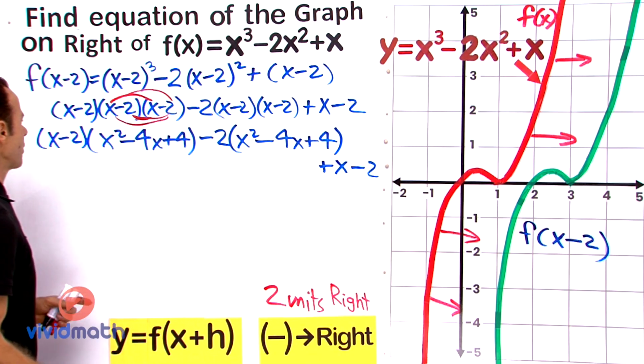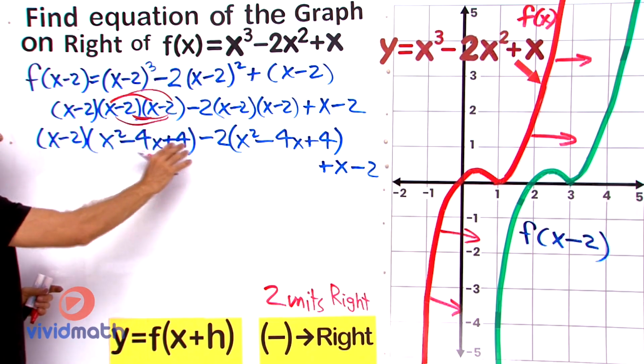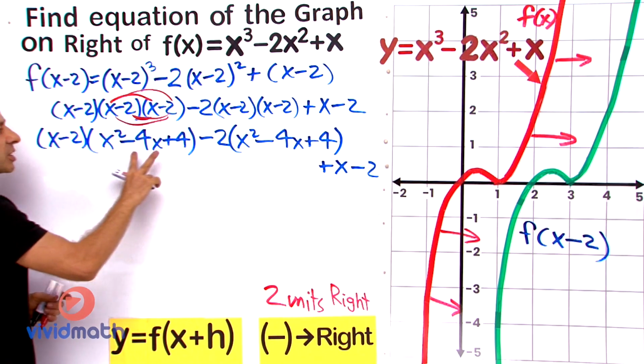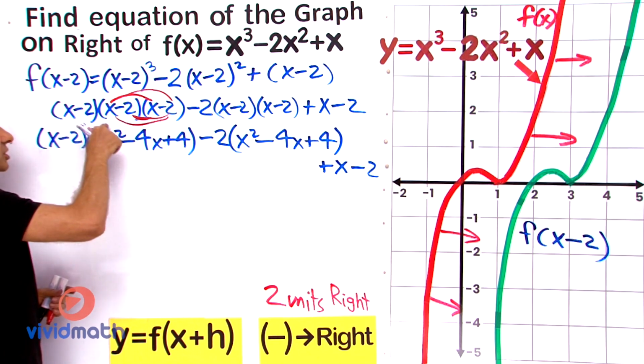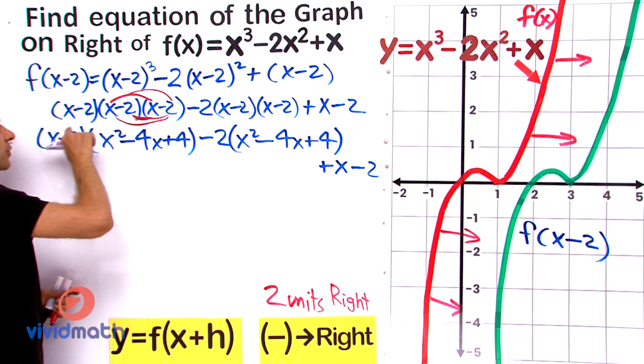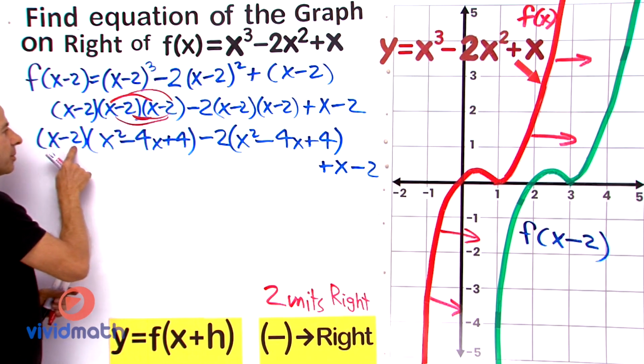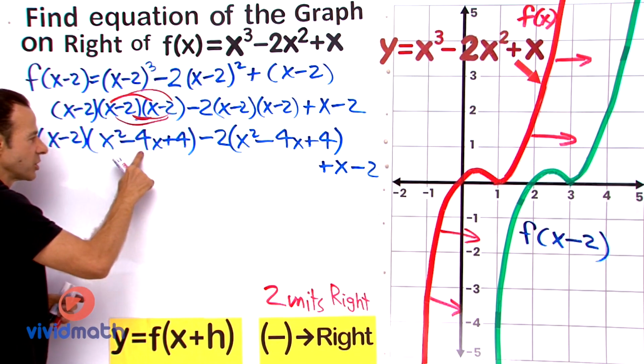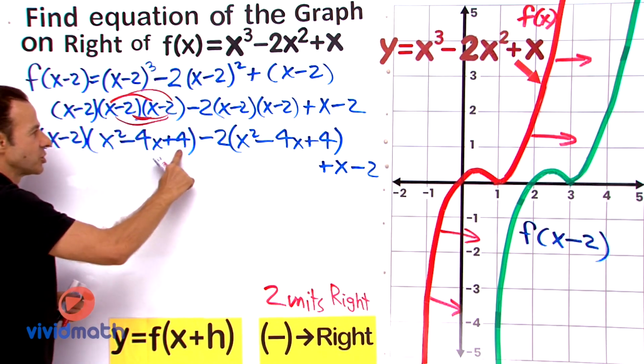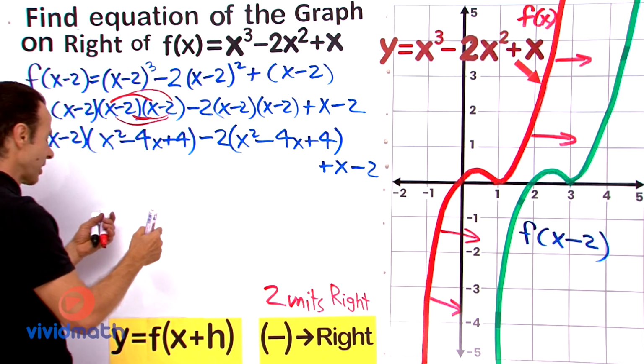So let's start to further simplify here. We're going to use the FOIL method. We've got a binomial here with a trinomial. So it's going to be x times x squared, x times minus 4x, x times positive 4, then minus 2 times x squared, minus 2 times negative 4x, and minus 2 times positive 4. Let's go ahead and do that.